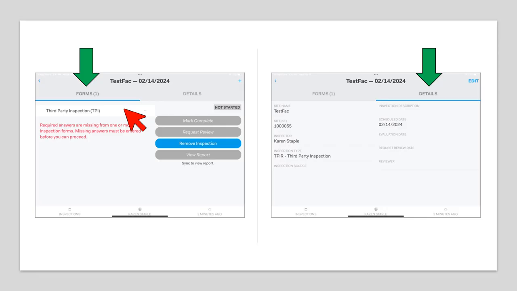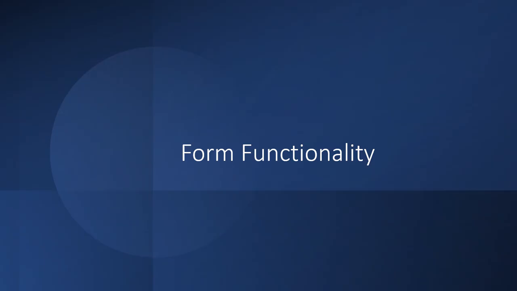You'll then be brought to the Forms menu for the inspection that you have created. You can also see further details about the inspection by selecting the Details menu at the top right of the screen. The Details menu shows you the site and other information associated with the inspection you're working on. To start answering third-party inspection questions, click on the inspection on the Forms menu, as indicated by the red cursor arrow here. Let's now take a look at the TPIR form itself.